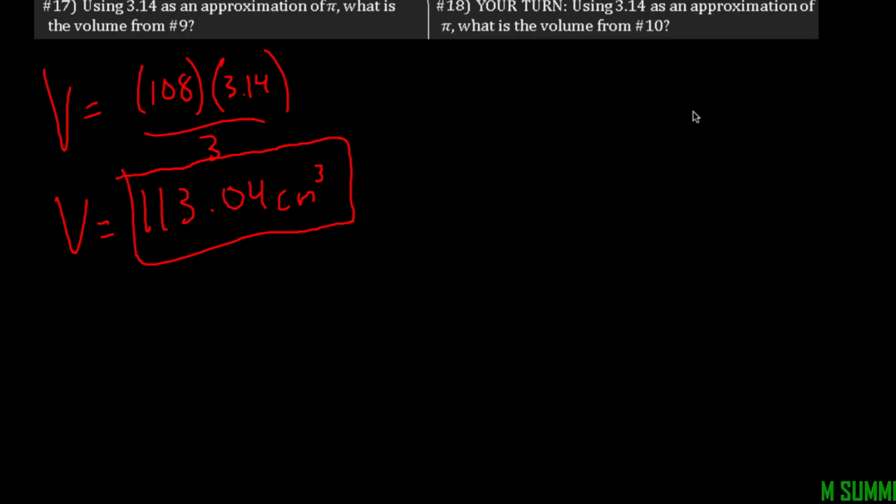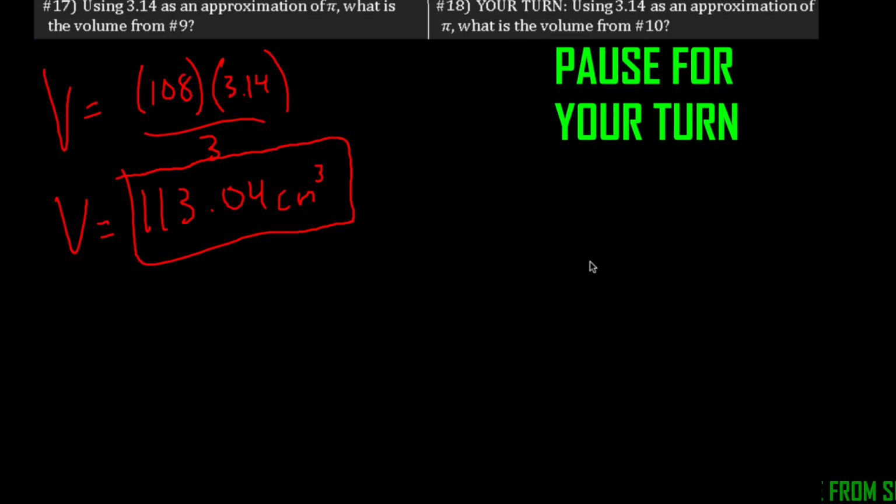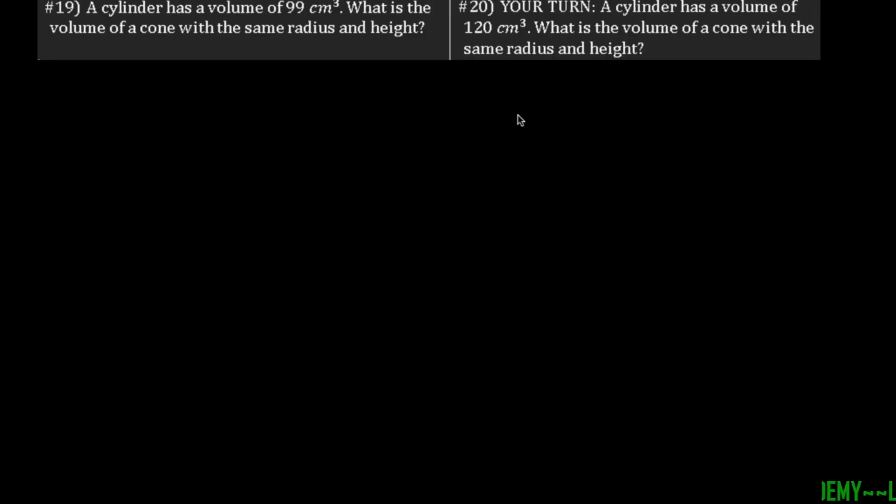So then for your turn on number 18, it says that using 3.14 as an approximation of pi, what is the volume for number 10? So pause for your turn and try to find that volume. And for that last one, it says the cylinder has a volume of 99 centimeters cubed. What is the volume of the cone with the same radius and height?